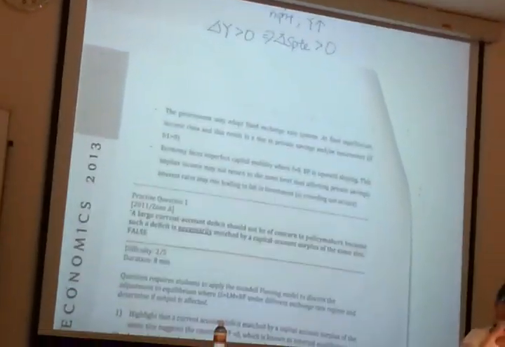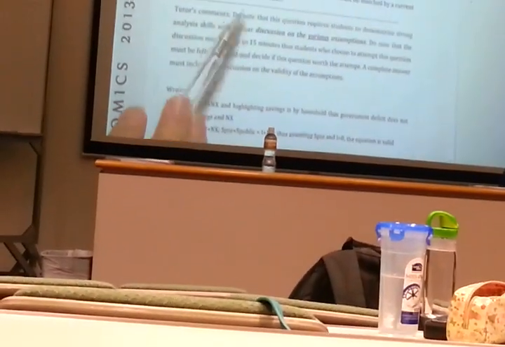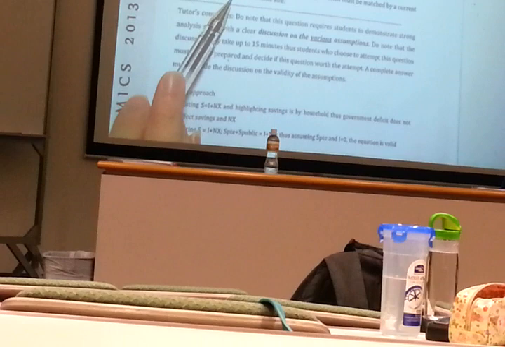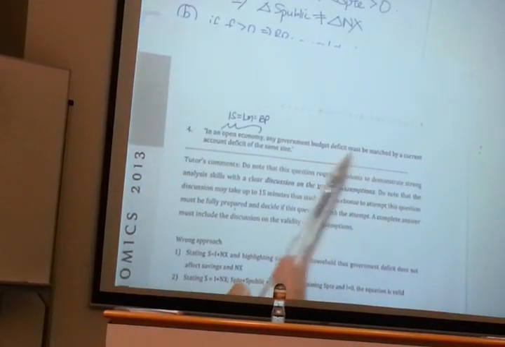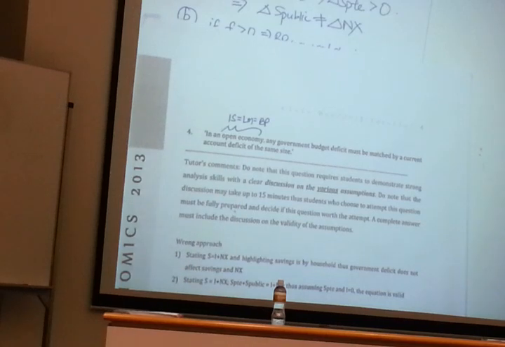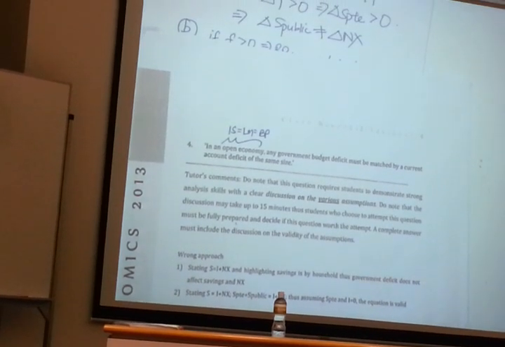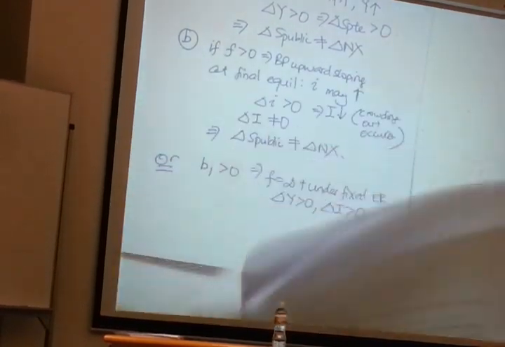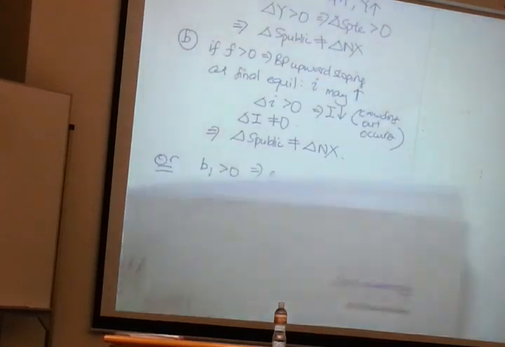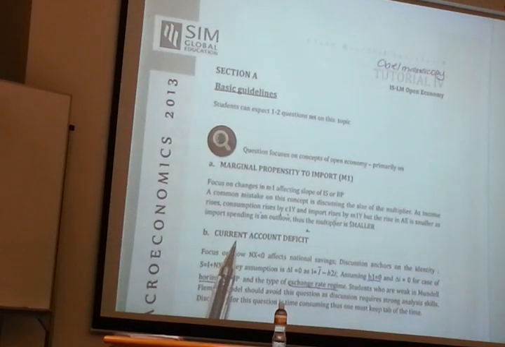Understood Mundell-Fleming. Right, so that was question 4. If you compare the entire tutorial, you might think this question looks the easiest. Any budget deficit must be matched by current account deficit. Looks simple, but yet you have to go through many assumptions to get the answer. Okay, so that was the second area of focus, current account deficit.